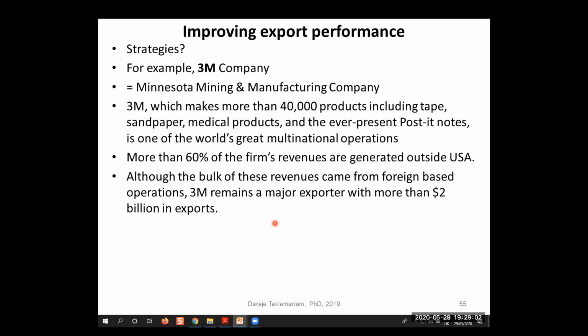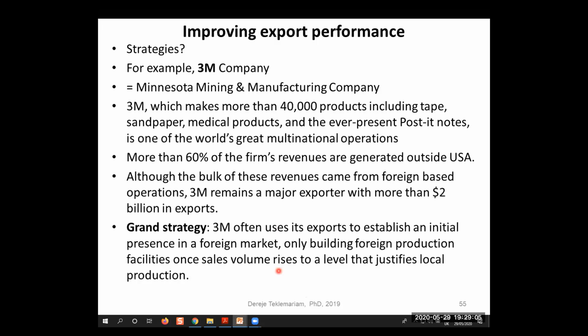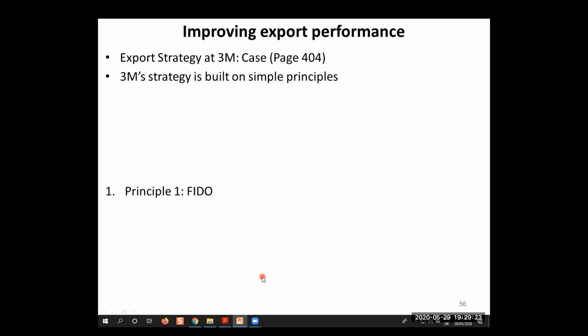So the grand strategy for this company is that it uses its export to establish an initial presence in a foreign market, and only then builds foreign production facilities. Please go to page 404 of the case material in the textbook that I shared with you: exporting strategy at 3M.